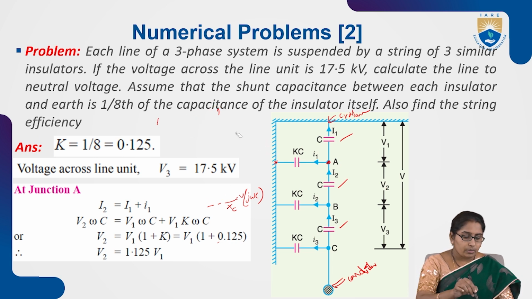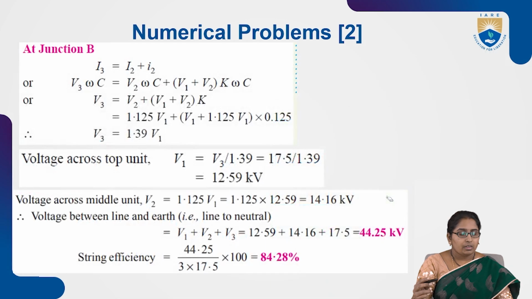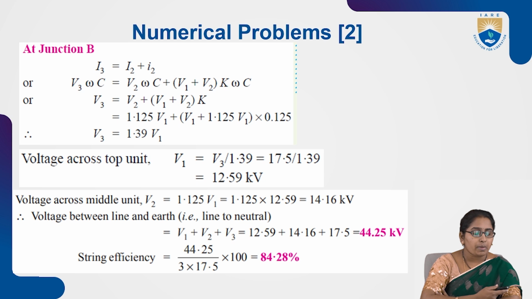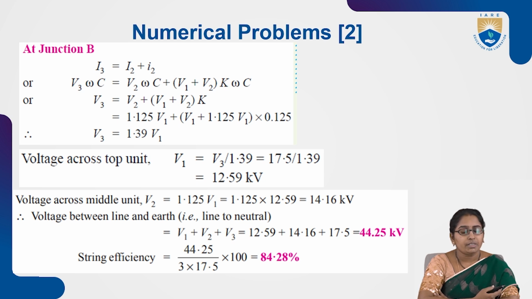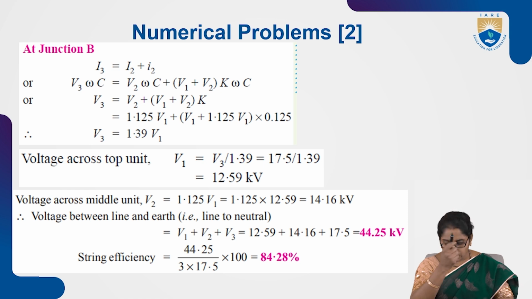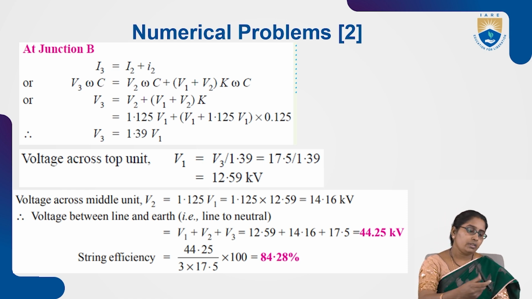Now the next junction, B. In a similar manner, capital I3 is equal to capital I2 plus small i2. Capital I3 is the current in the third unit, the down unit, V3 into omega C, capital I2 is V2 into omega C, and small i2 is nothing but what?